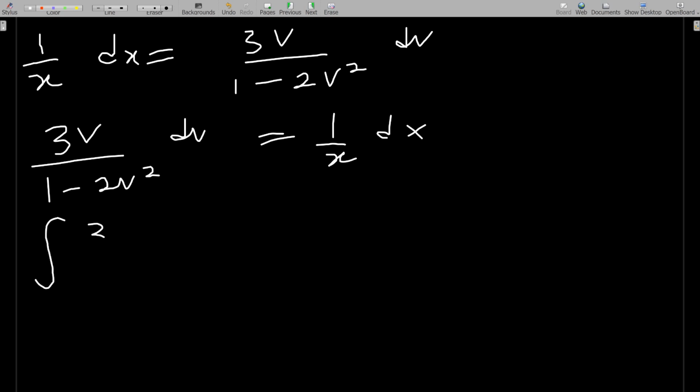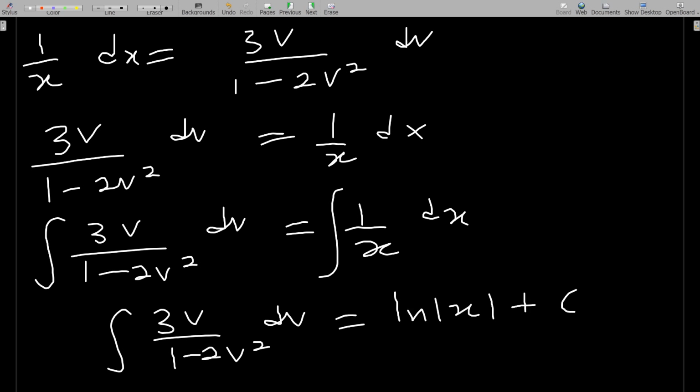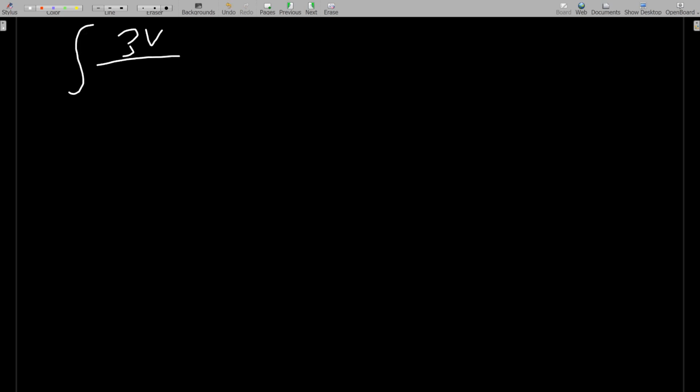Now I have to just integrate through this. 1 minus 2v squared, then dv equals 1 over x dx, then the integral of that. We know that the integral of 1 over x is simply going to be very easy for us. The left side gives the integral of 3v over 1 minus 2v squared dv, and this will give me ln of x plus a certain constant c. So this is always true. Now let's go ahead and integrate this function. Here we have to use integration by substitution. So we have the integral of 3v over 1 minus 2v squared dv.